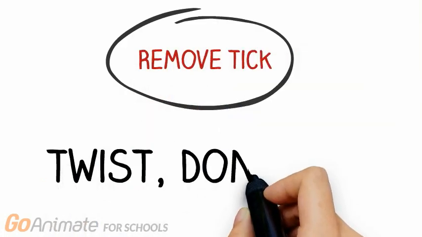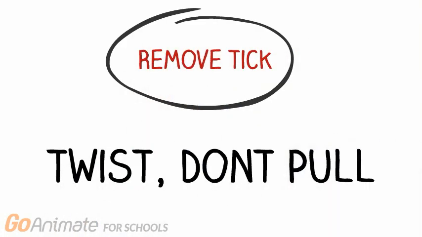Remove the tick as soon as possible, usually with tweezers. Gently grasp the head of the tick. Do not squeeze or crush the tick, but twist off carefully and steadily. Once you've removed the entire tick, dispose of it by putting it in alcohol or flushing it down the toilet.